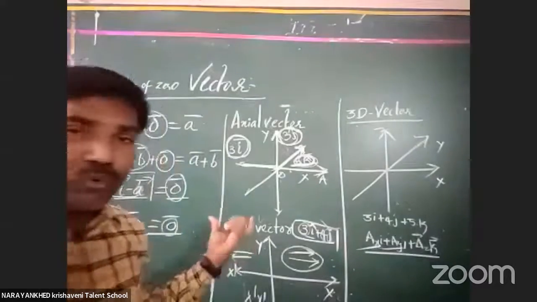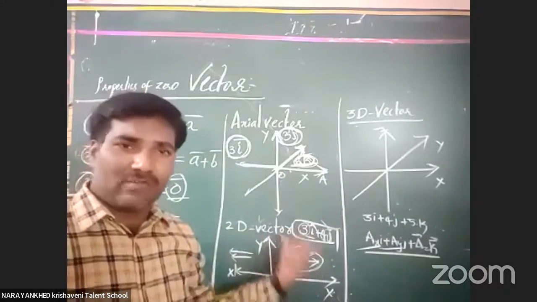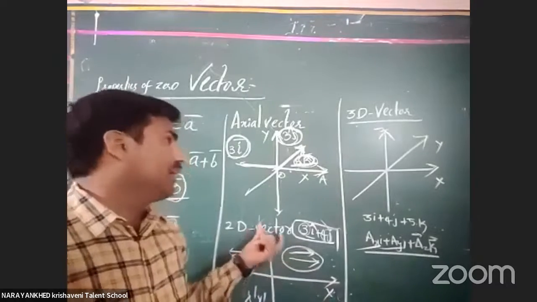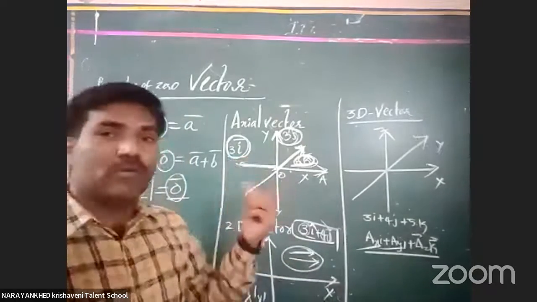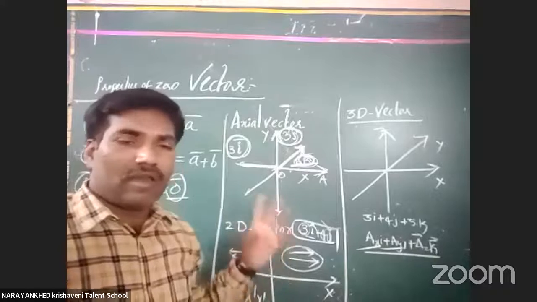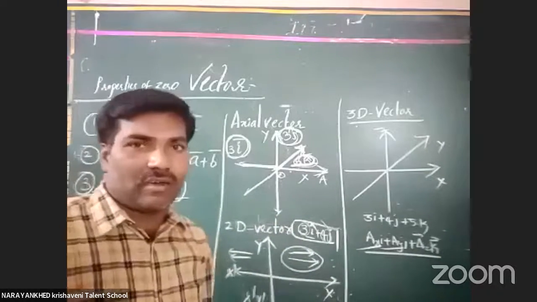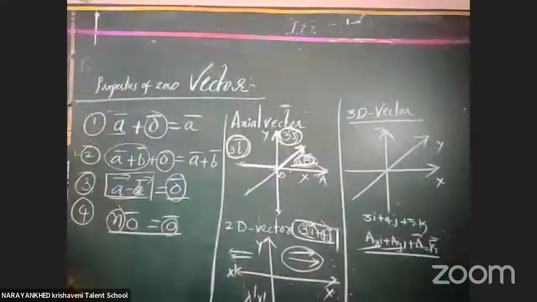In case there are two components, one along the y-axis and another along the x-axis, it is called a 2D vector. Or otherwise, if it contains a component only along the x-axis or only along the y-axis, it is called an axial vector. Got it? This is all about the three kinds of vectors. Please note down.